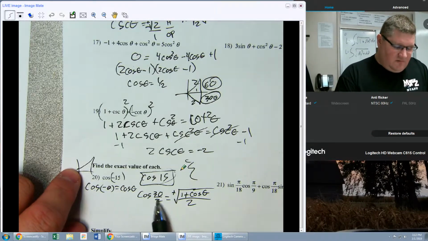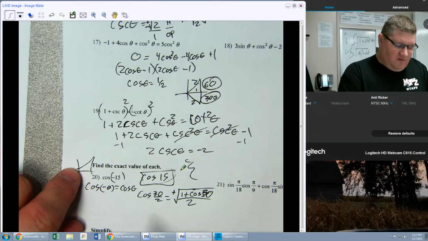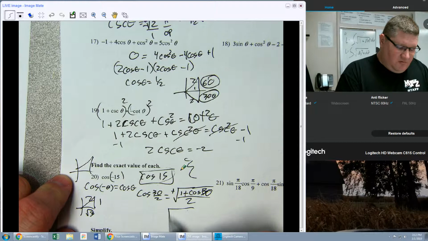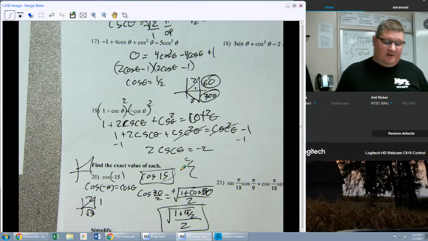Now, I'm kind of dumb because I already know it's 30, so I should have put 30 right in here. Well, what is the cosine of 30 degrees? Cosine of 30 degrees is root 3 over 2. So 1 plus root 3 over 2, all over 2. That's my answer. Yes, you may leave it right there.